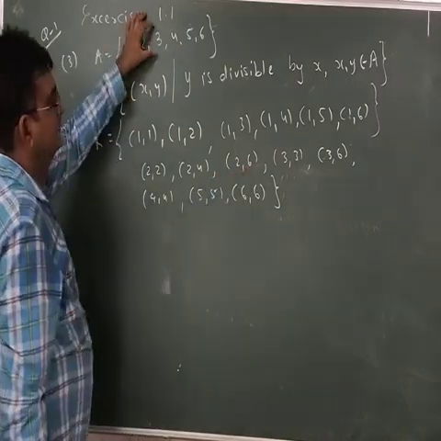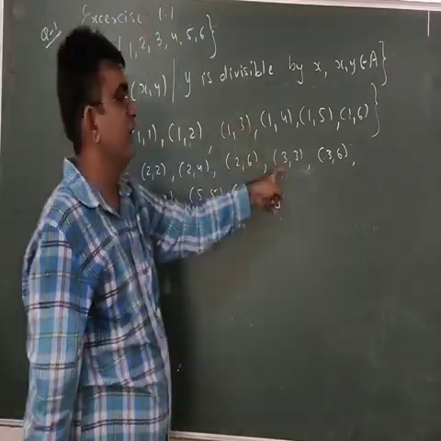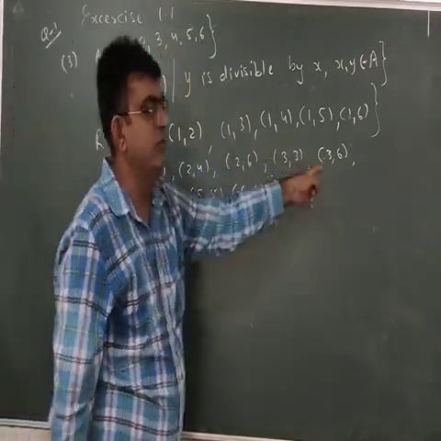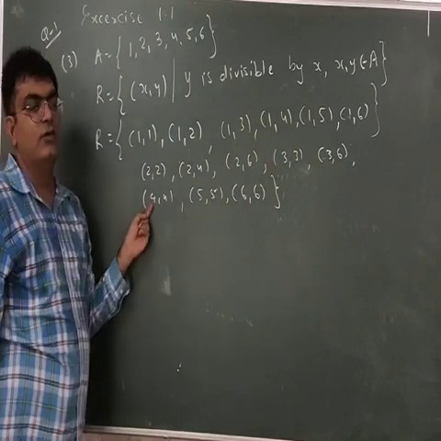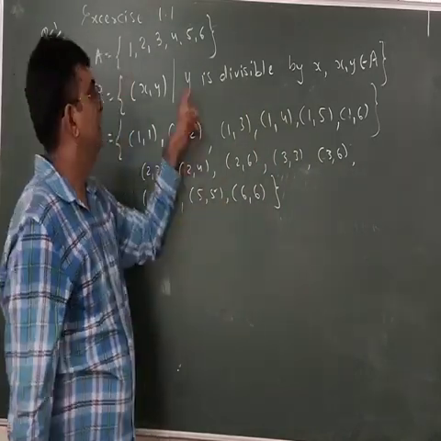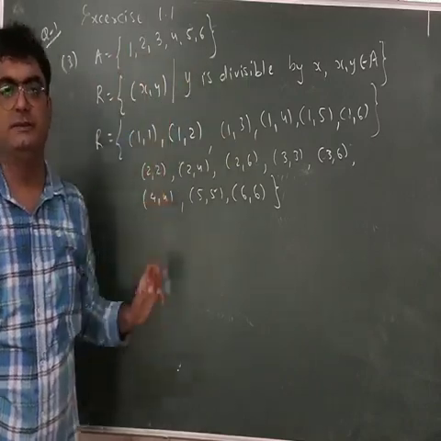Let us see for 3. 3 is divisible by 3, so (3, 3) belongs to R. Also 6 is divisible by 3, so (3, 6) belongs to R. 4 is divisible by 4, 5 is divisible by 5, 6 is divisible by 6. Therefore, there are no other such elements.